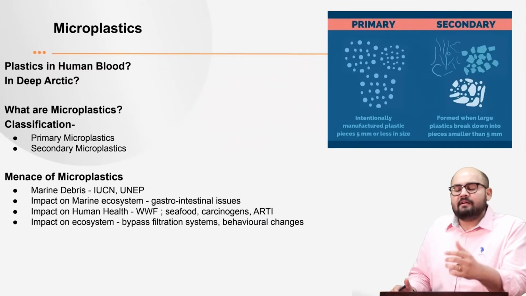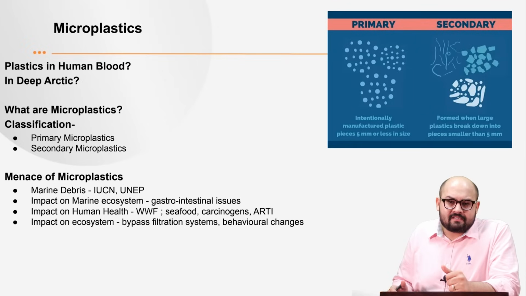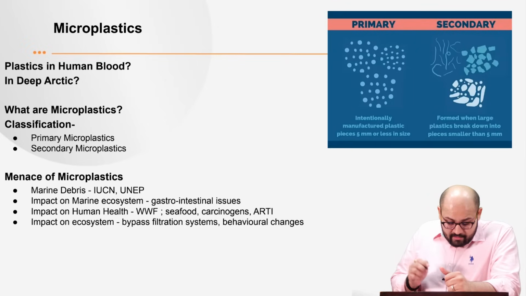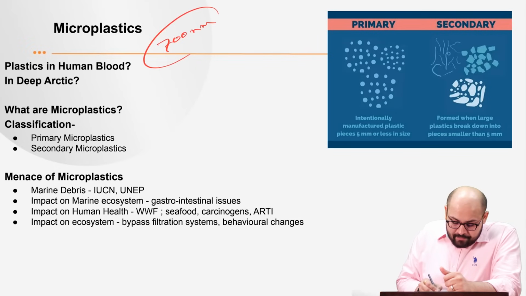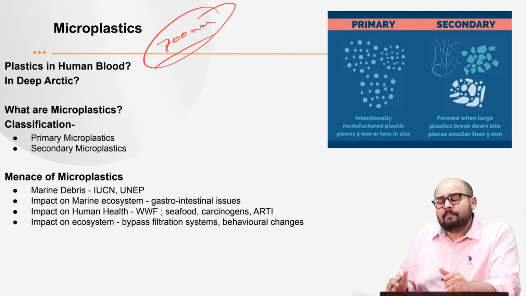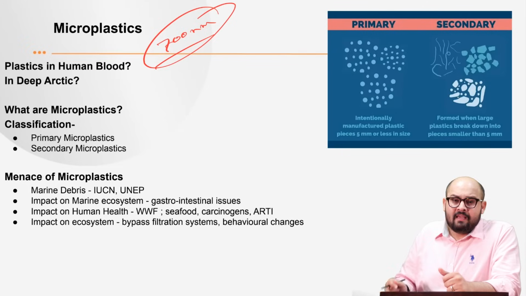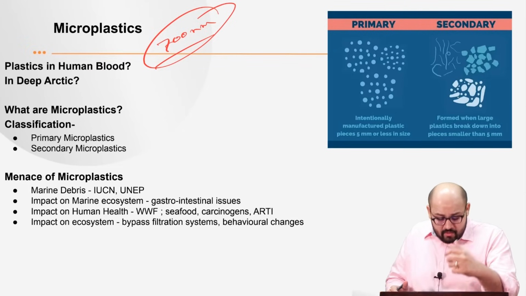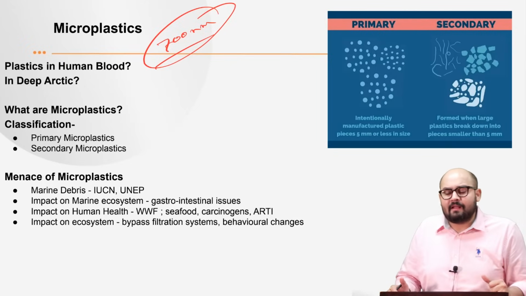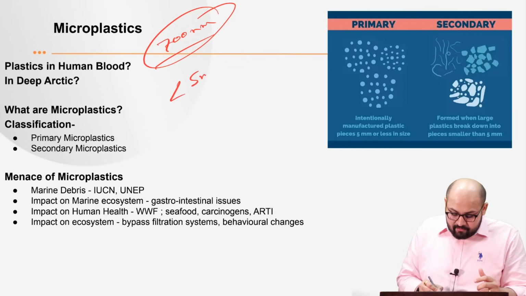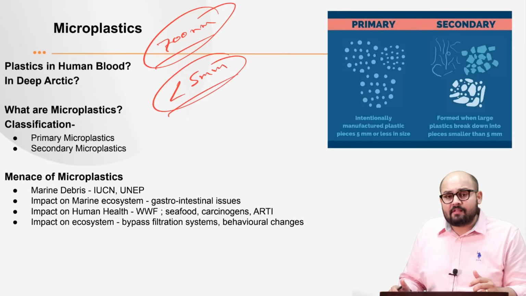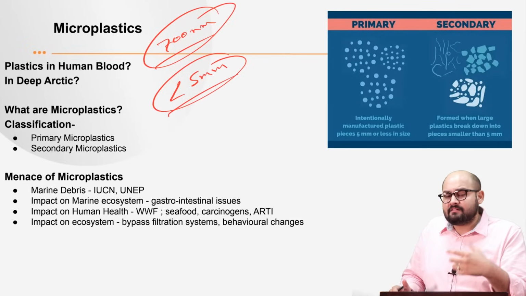Can you really imagine that tiny fragments of plastics have been found in human blood? A recent research in the Netherlands has come to the conclusion that tiny fragments of plastics of the size of 700 nanometers have been found in human blood. Then there have also been traces of these plastics in the deep interiors of the Arctic, which means that they can travel great distances. Now, if we talk about the definition of microplastics, these are plastics whose diameter is less than 5 millimeters. So any plastic whose diameter is less than 5 millimeters is termed microplastics.